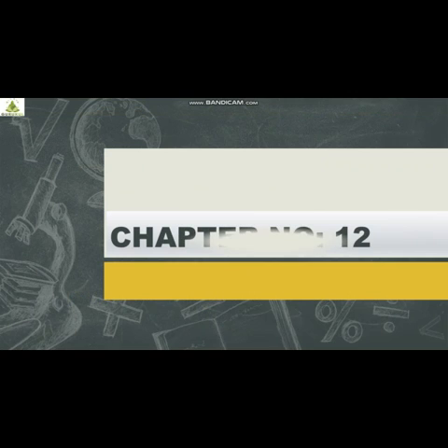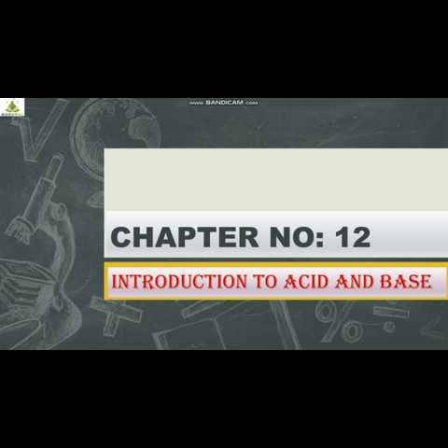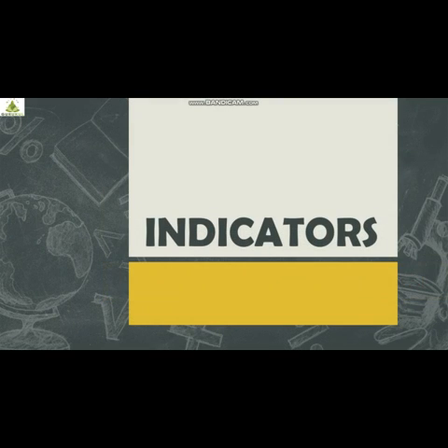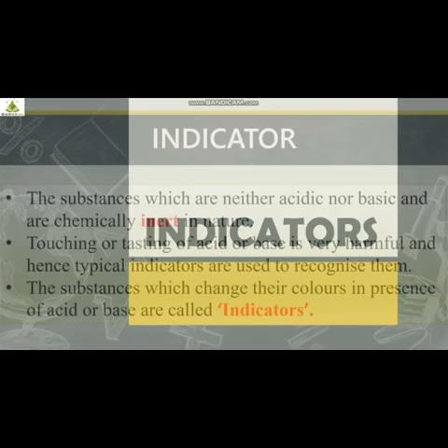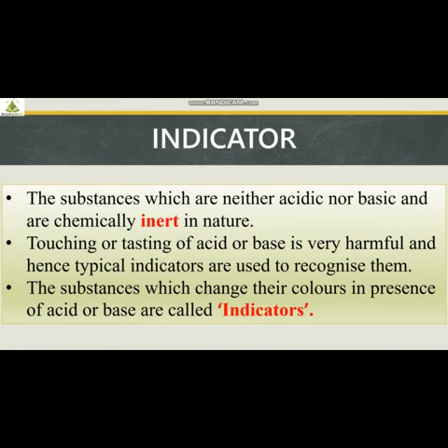We are learning chapter number 12, Introduction to Acid and Base. In this, we are going to see what are indicators. Okay. The substances which are neither acidic nor basic and are chemically inert in nature. Okay, what are indicators? These are the substances which are neither acidic nor basic and they are chemically inert, non-reactive. Inert means non-reactive in nature.